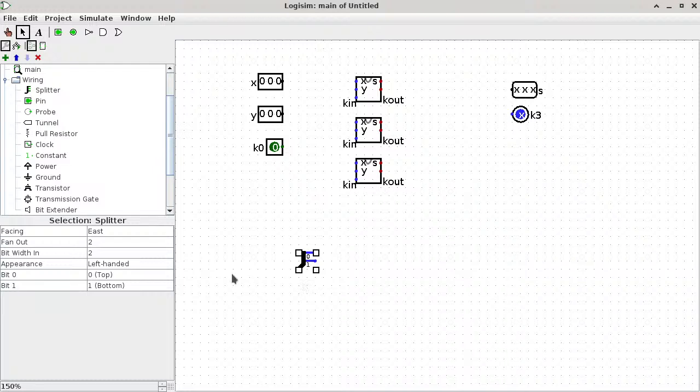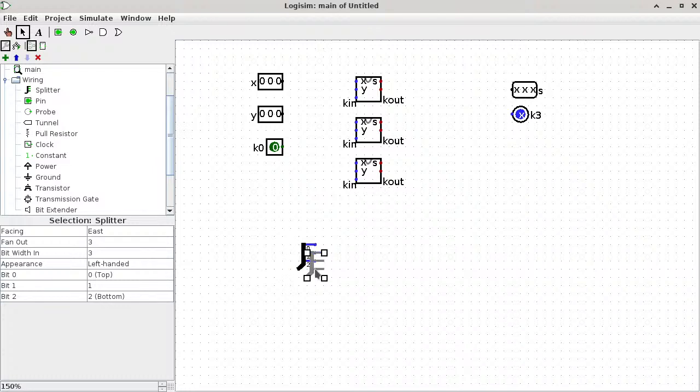So the bit width should be 3. Yep, exactly. And the fan out should be 3, exactly, because we need all 3 bits. We just feed the 3 bits to different places, right? So each full adder will take on 1 bit from X, 1 bit from Y, and the carry bit is the one that is kind of interesting. We'll deal with that later, okay?